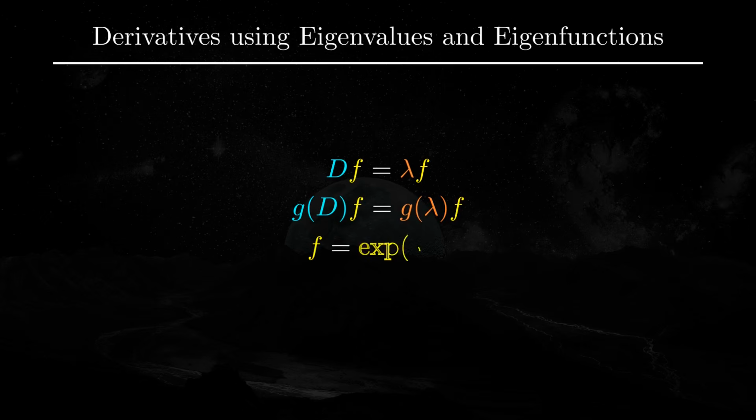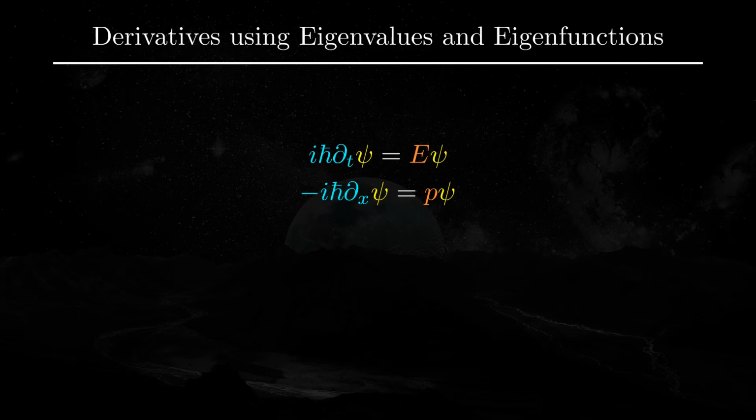As for what f actually is, it's also super simple. It's the exponential of lambda times x. This is because the derivative of the exponential is itself, and by the chain rule, it pulls lambda out of the exponential. Since this section is so much shorter, I'll leave you with an application of this method: quantum mechanics.